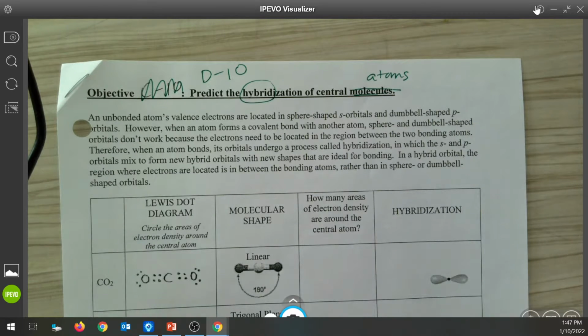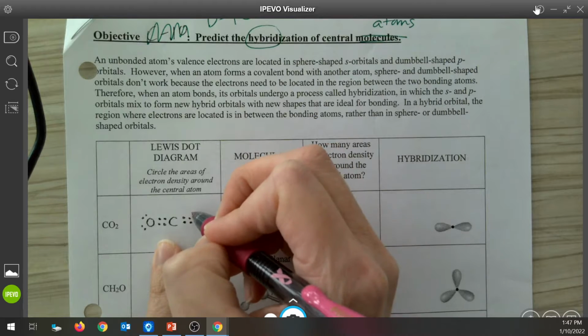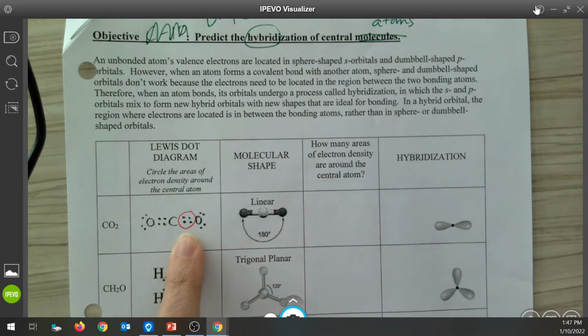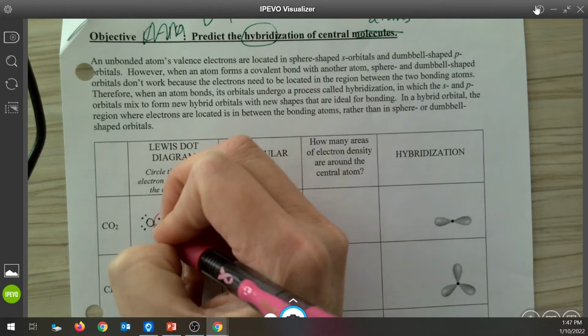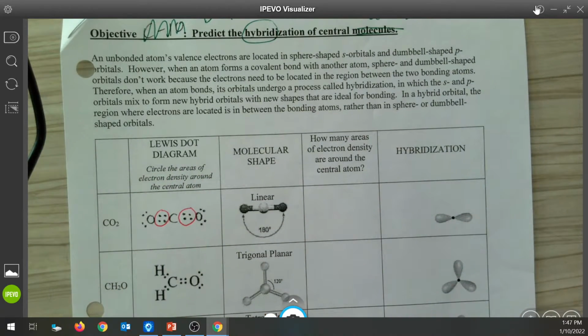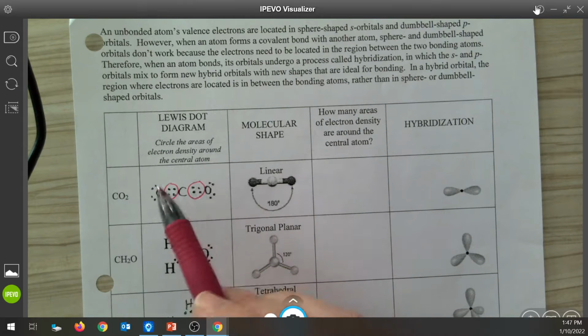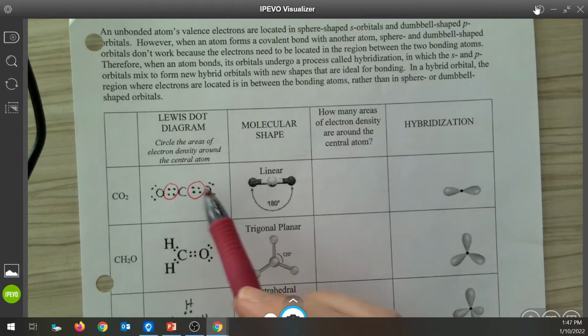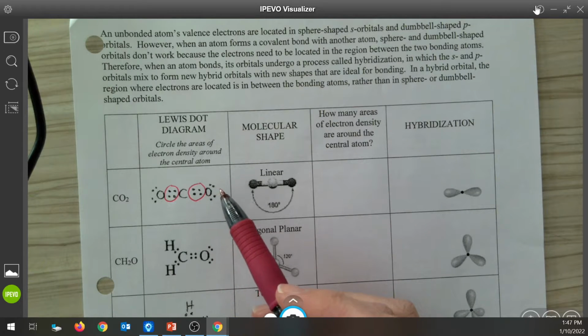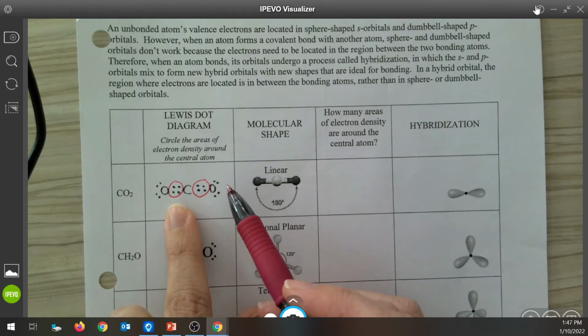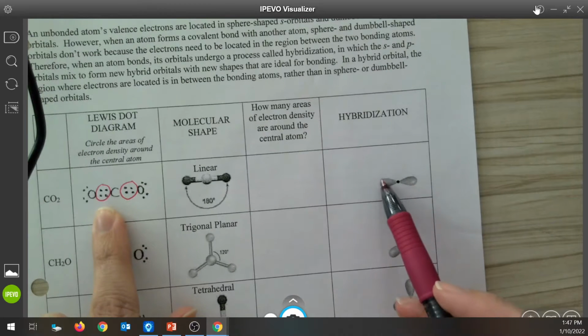So if you look at this carbon dioxide, circle this area. That's an area where electrons need to be in order to bond. That's an area where electrons need to be, okay? So those are called areas of electron density. That's where the electrons are going to be in this molecule. They're not going to be in a sphere-shaped region. They're not going to be in a dumbbell-shaped region. They're going to be here and here, okay? And that's what the orbital looks like, okay?